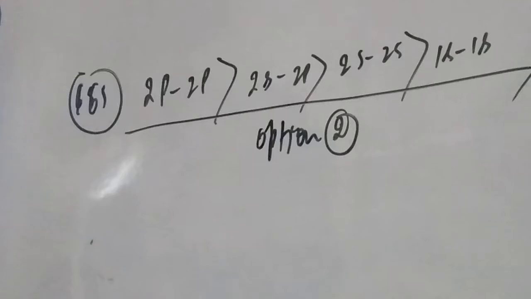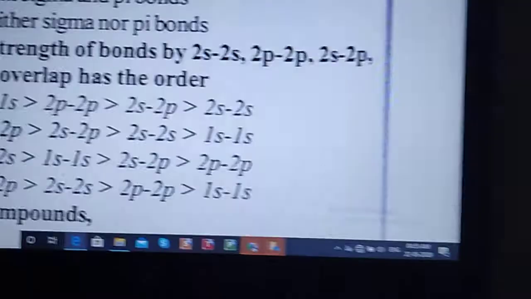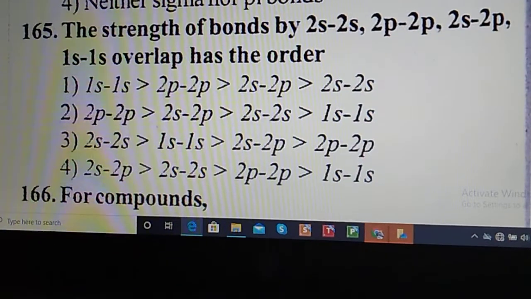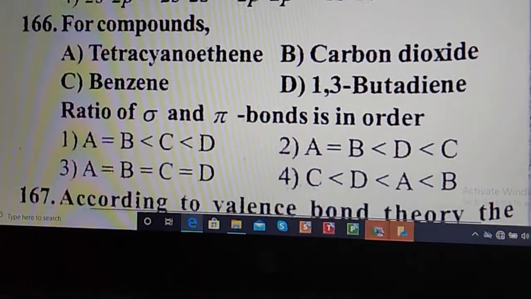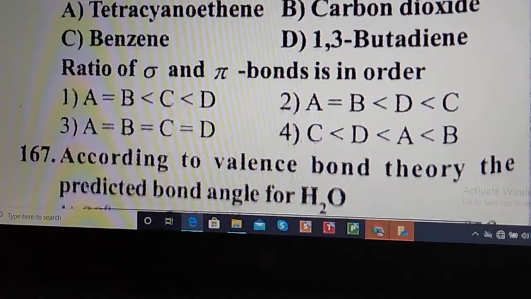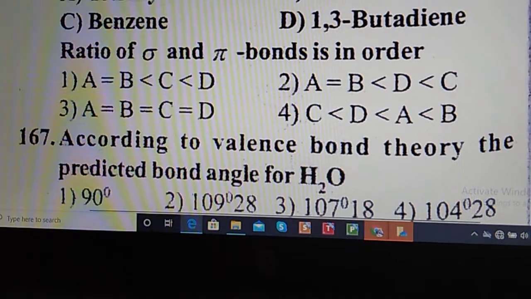I already told you, student, s orbital has no orientation, no direction. So the overlapping is not so proper. That is why the correct option will be option number 2. In the book it is given wrong option, student. Don't get confused here from the book.